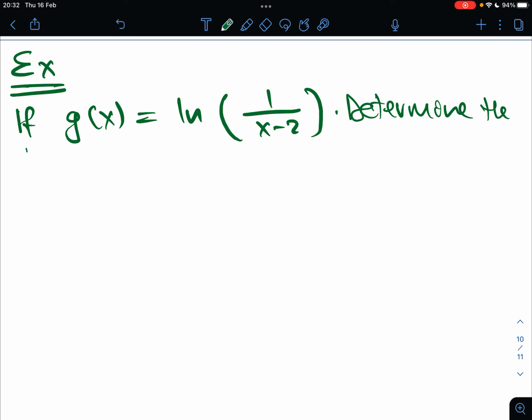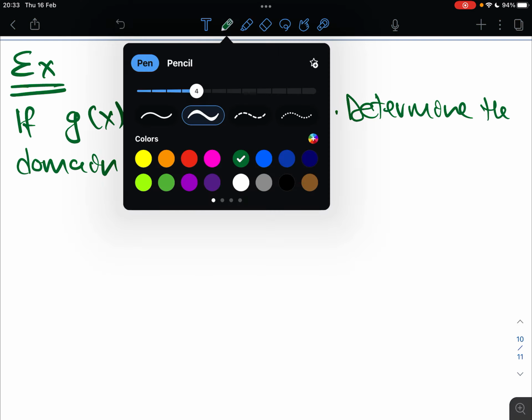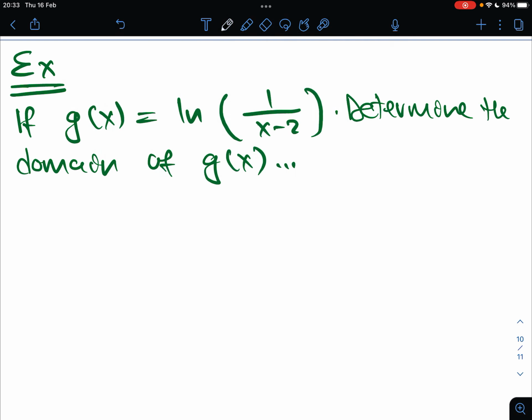the domain of g of x. So this is a very tricky question again, because if you now look here, you have the combination of a fraction and the logarithm. So now you should ask yourself, what do we know?